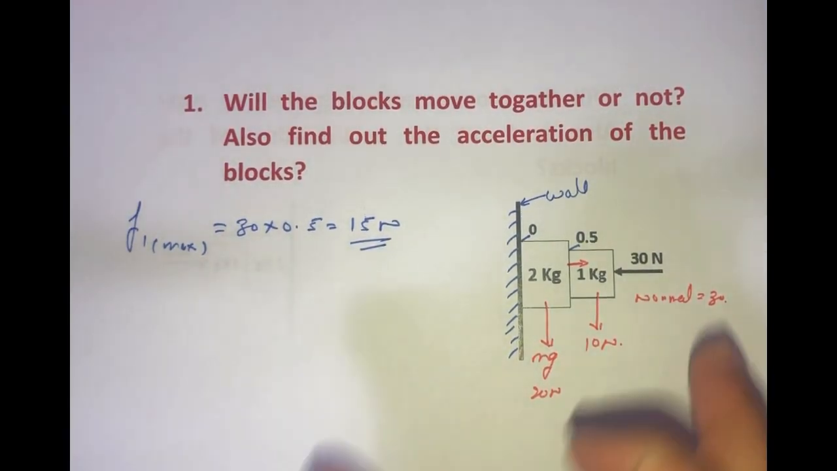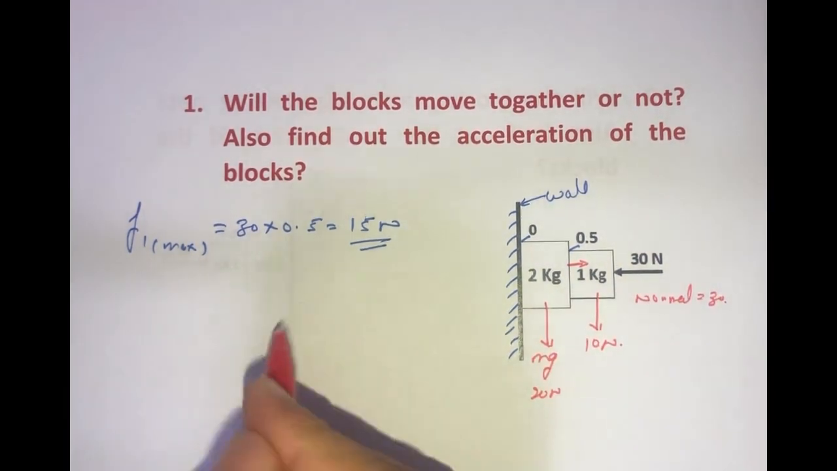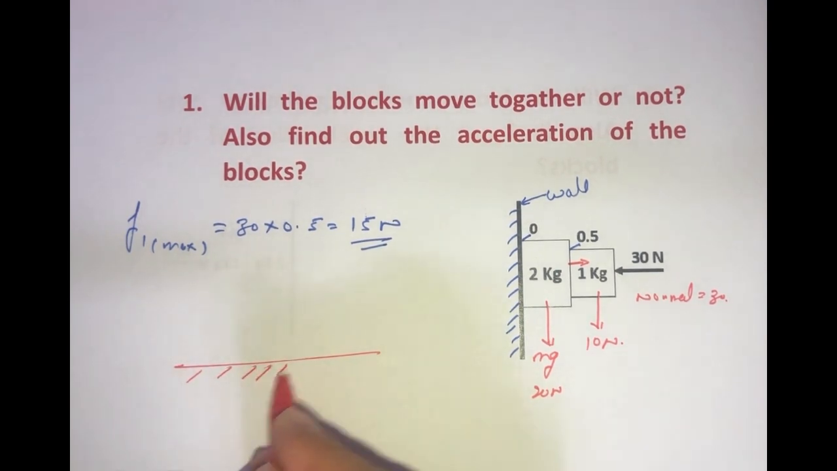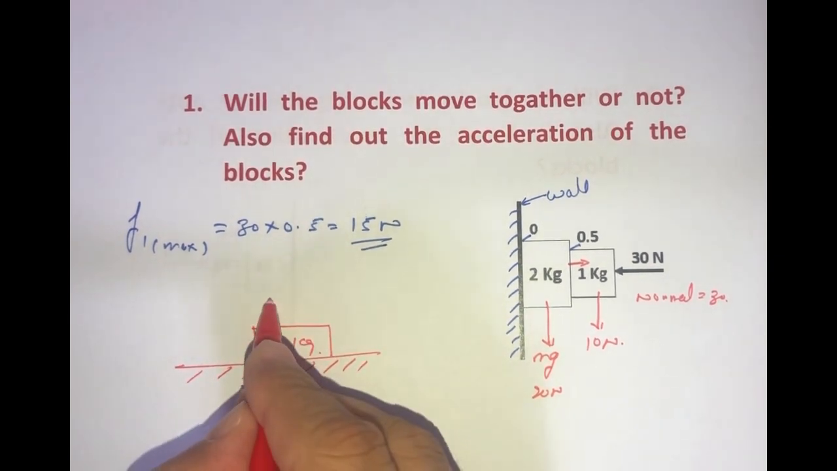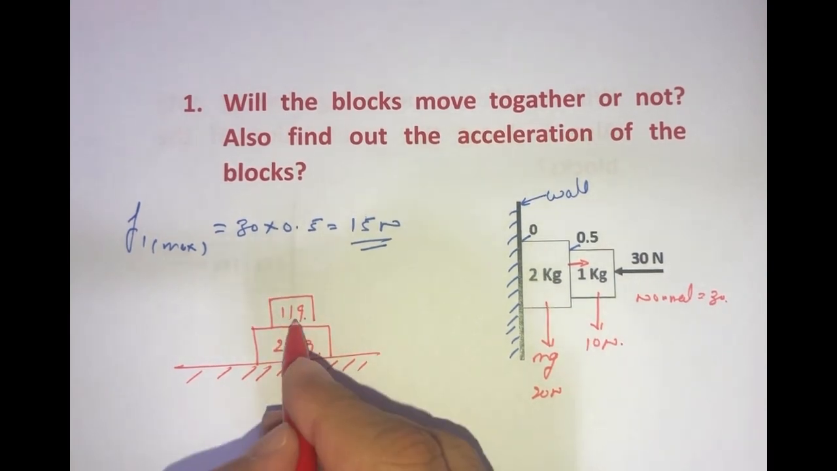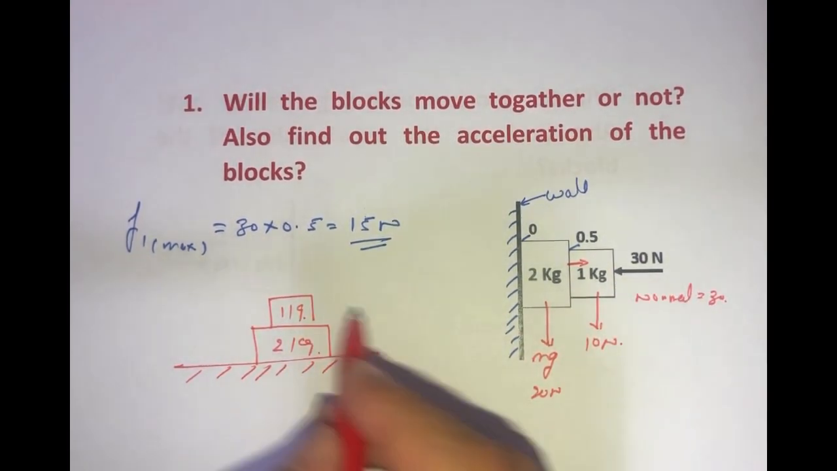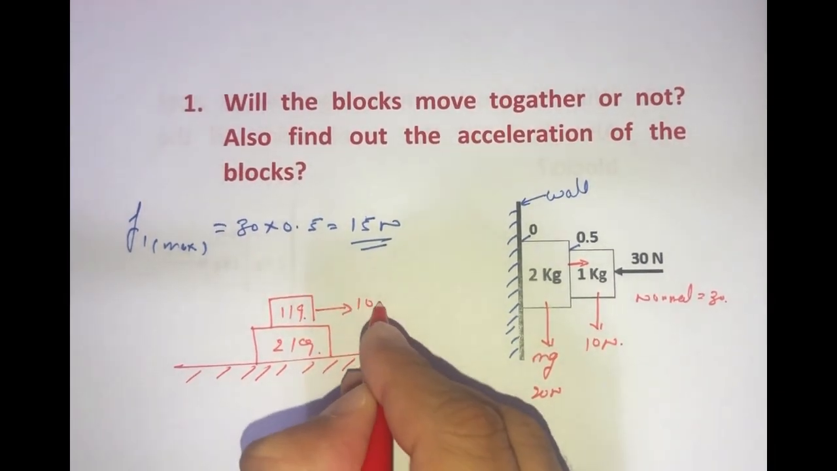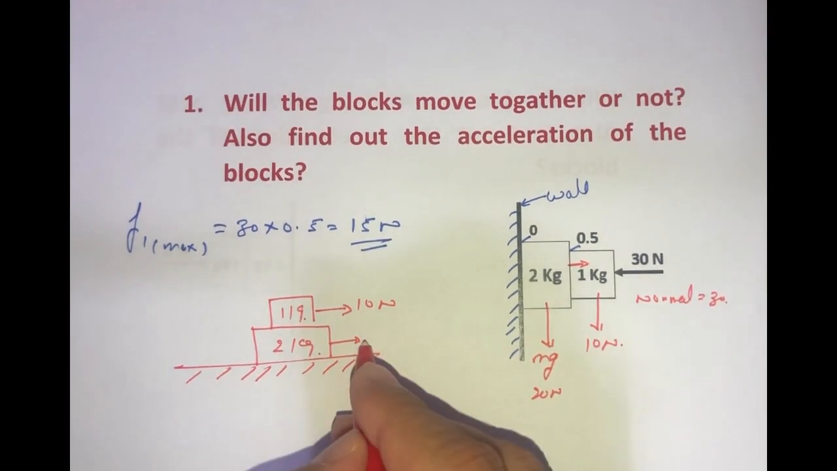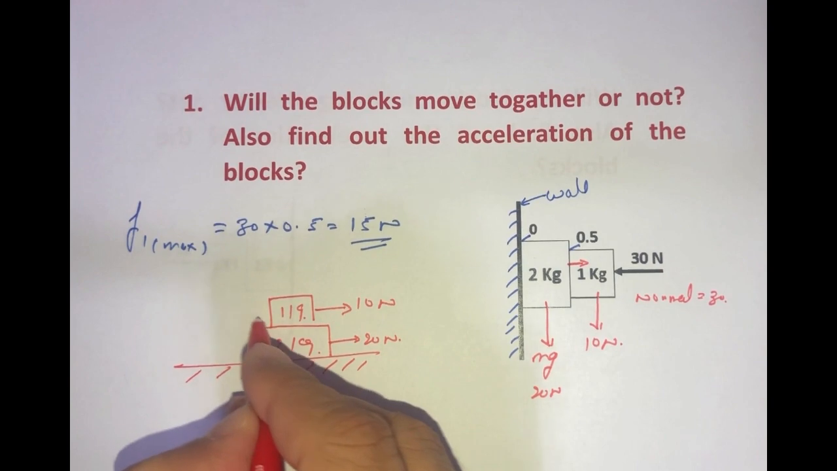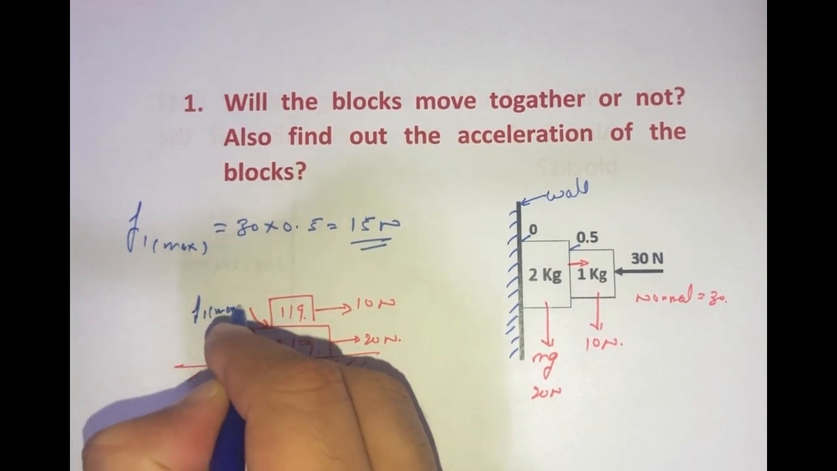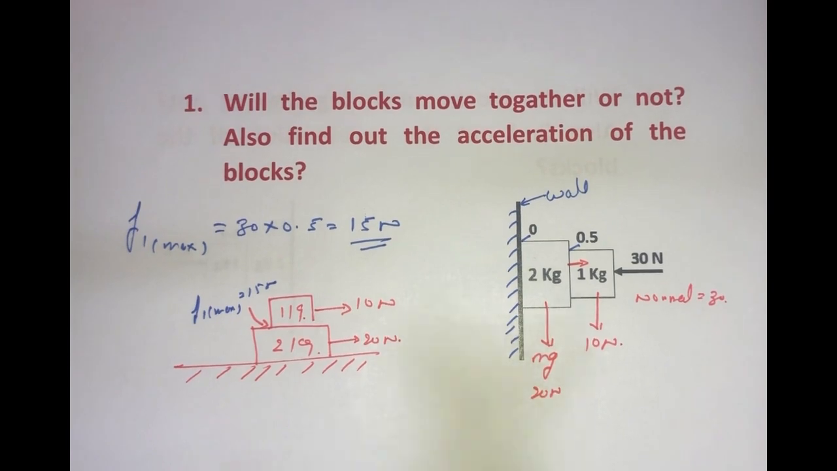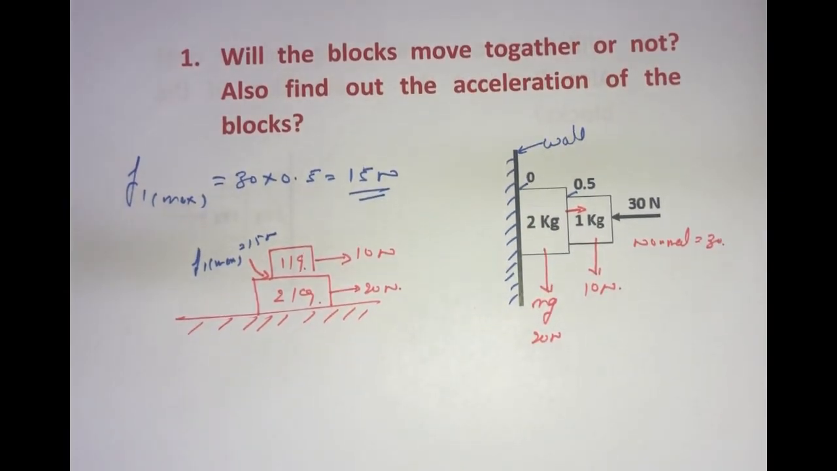So now we can just make this a horizontal system, which basically means now this is the wall, and we have the 2 kg block, and this is our 1 kg block. For the 1 kg there is a 10 Newton force, and for the 2 kg there is a force of 20 Newton, and at this point we have a friction force F1 max, which is given as 15 Newton. So this vertical system is being converted into a horizontal system, and then we can solve it in a normal way.